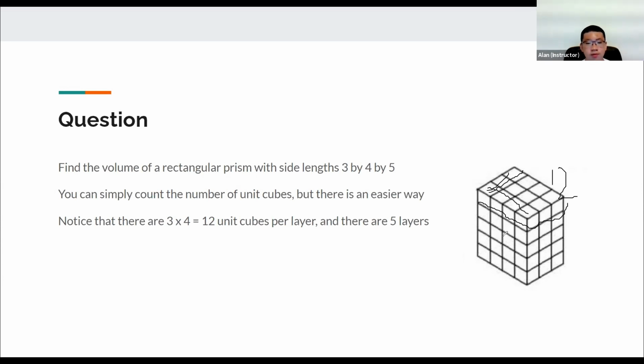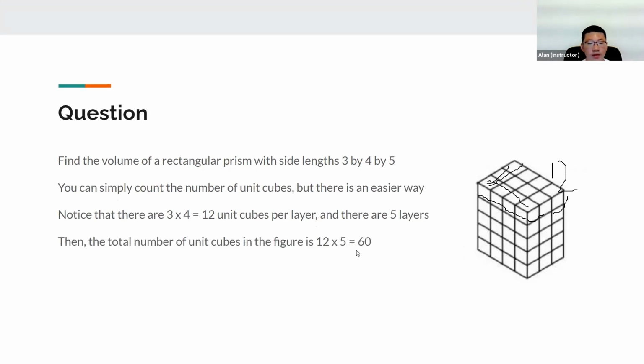And since there are 5 layers, you multiply 12 by 5 to get that there are 60 unit cubes in this rectangular prism. And so the volume of this rectangular prism is going to be 60 units cubed, but I don't really care if you add the units cubed part.